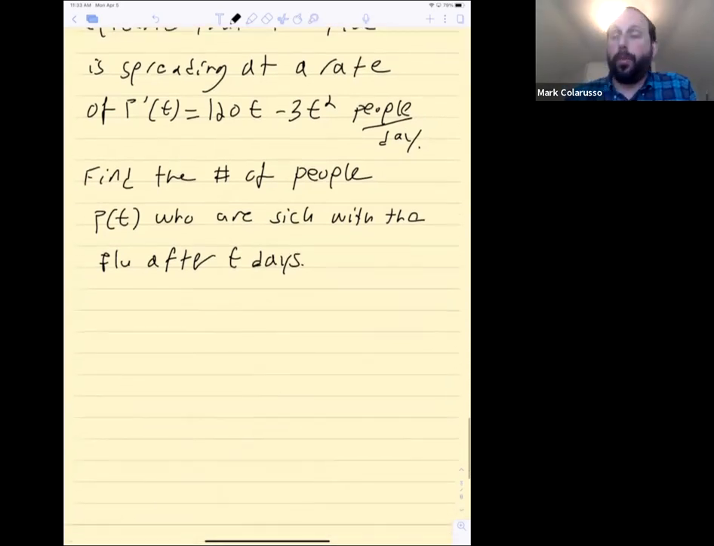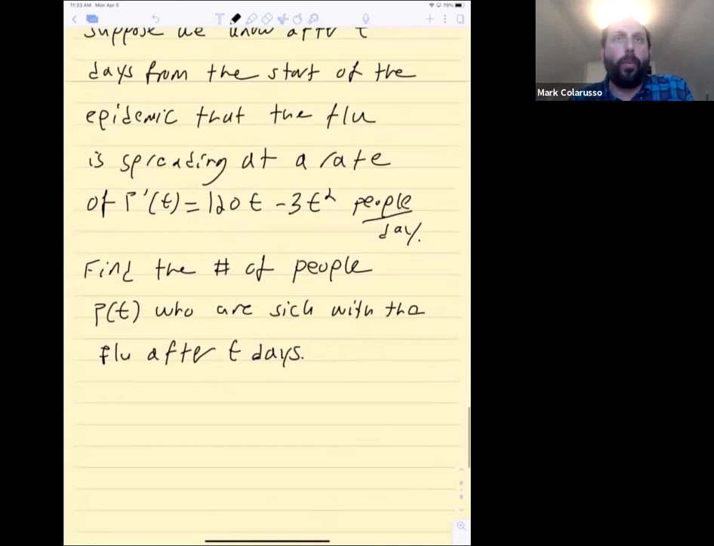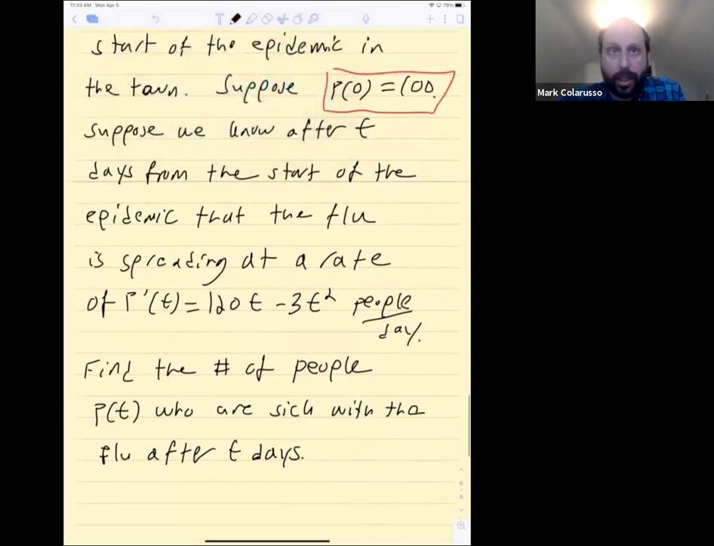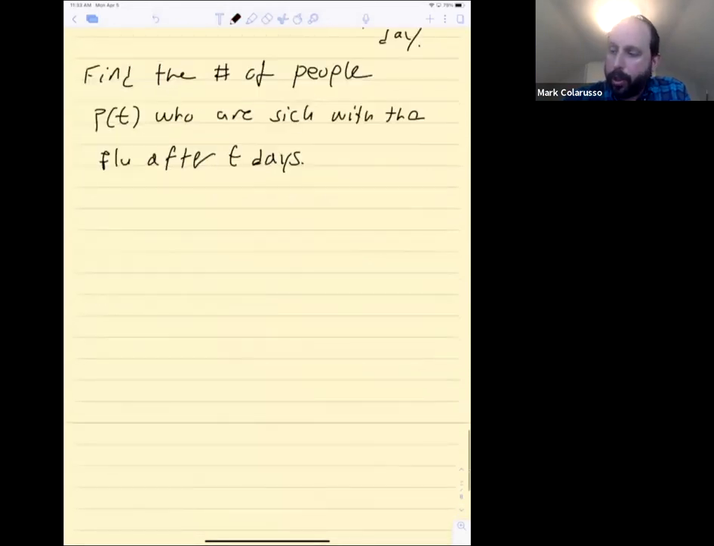Okay, so this is exactly like the last problem we did, but it's a little bit more practical in that it's not just some abstract function that you want to equal 4 at 1. We know the rate of spread. We want to find the actual function for the number of people who are sick after t days, knowing that we start off with 100 people sick. So we proceed exactly as in the last example.